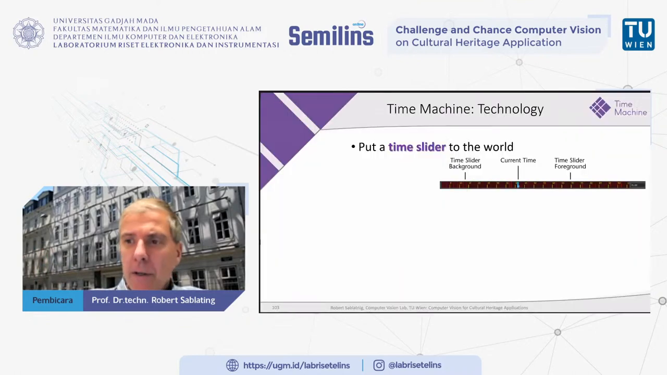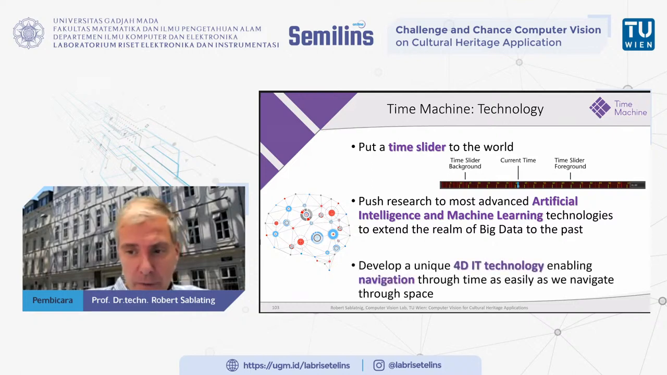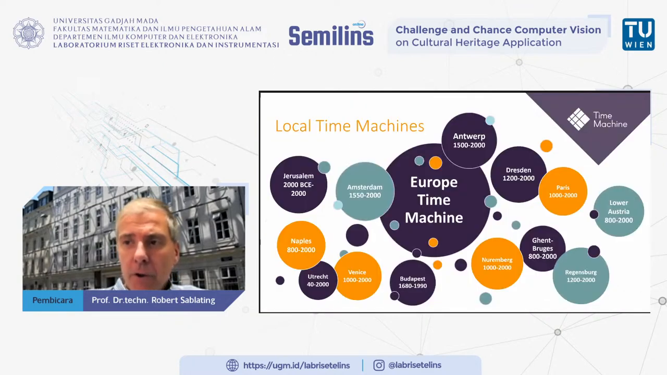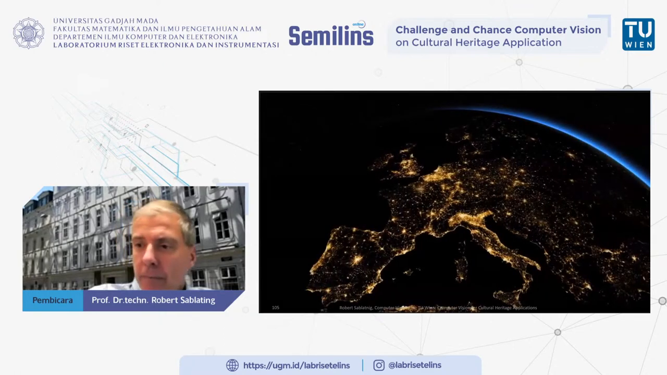And what we want to have is some kind of time slider to the world. What enables the whole thing, of course, is artificial intelligence and machine learning, in order to get this kind of 4D technology, which enables navigation through time. And there are already local time machines. We are working, for instance, on the Lower Austria Time Machine, but there are different partners in Europe, and the Antwerp Time Machine is one of the leading ones, where these kinds of ideas are already put into reality. And the idea afterwards is to connect all these different time machines to one another, across the continent, and get Europe together.